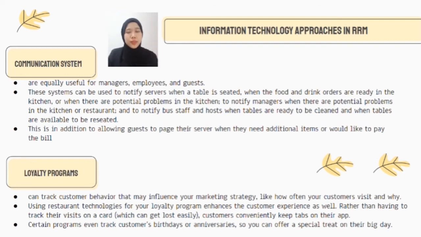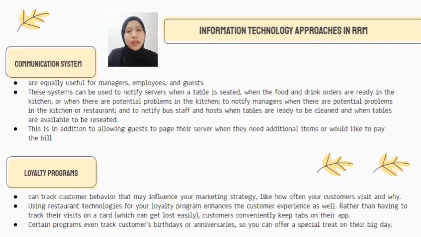So last but not least is the loyalty program. So this loyalty program can track the customer's behavior that may influence the marketing strategy of the restaurant, like how often the customer visits the restaurant and why. And using this restaurant technology for the loyalty program enhance the customer experience as well. Instead of track their visits on a card, which can get lost easily, customer conveniently keep tabs on the app. And certain programs even track customer birthday or anniversary, so you can offer a special treat on their birthday.